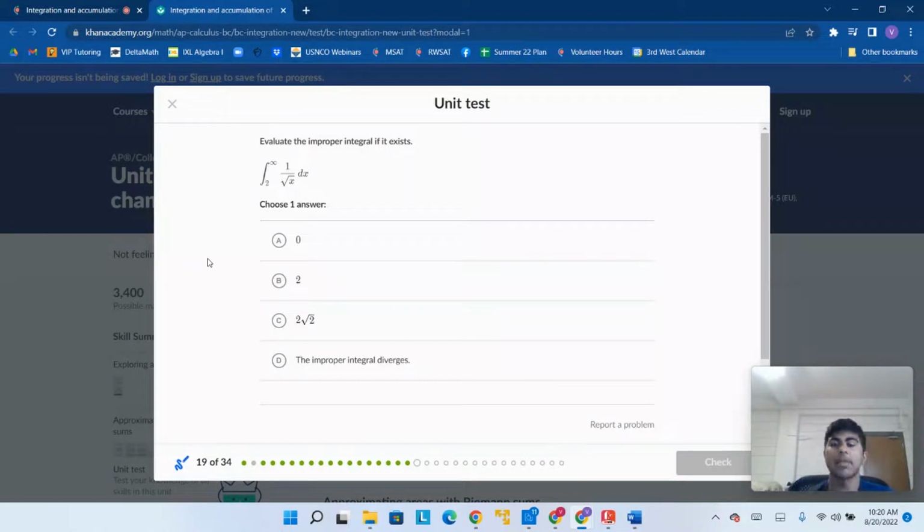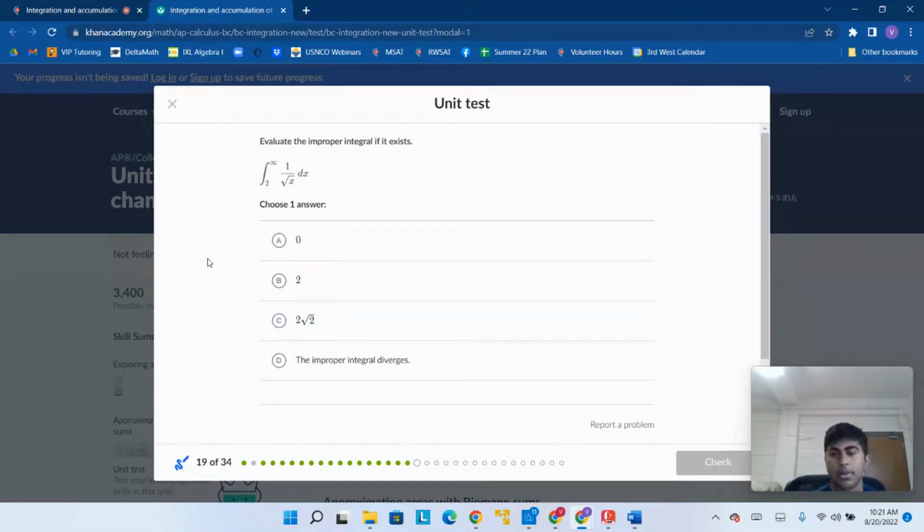Well, we kind of do the same thing that we usually do when we're dealing with an integral, which is that you take the antiderivative of it, and then you just plug in the numbers from 2 and infinity. And if you plug in infinity, and it ends up that this goes to infinity, it diverges, then it diverges, and you have option D, right?